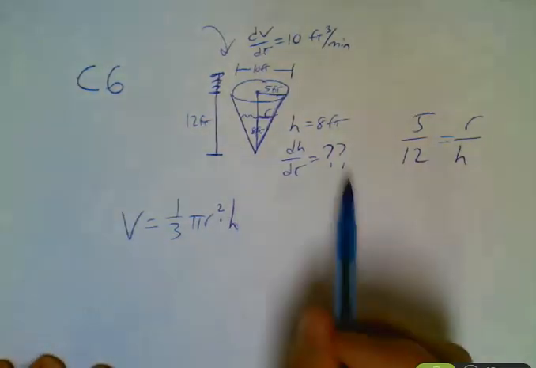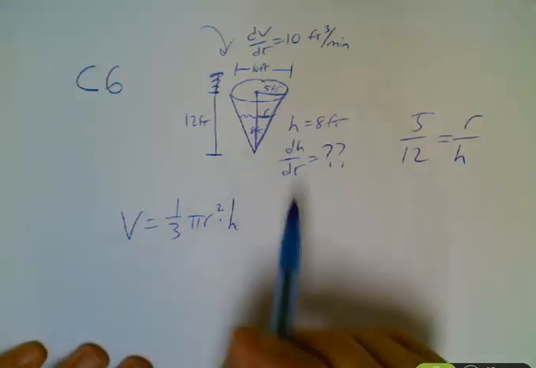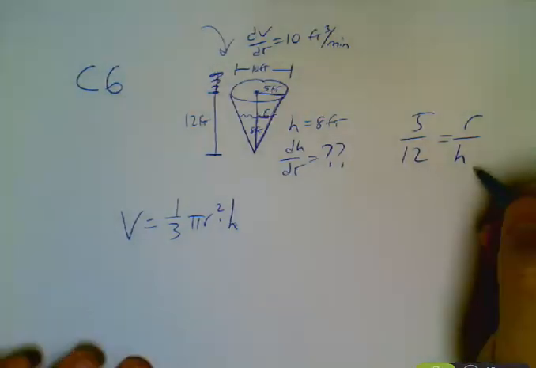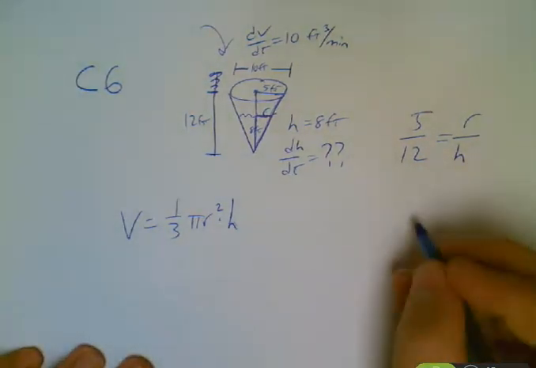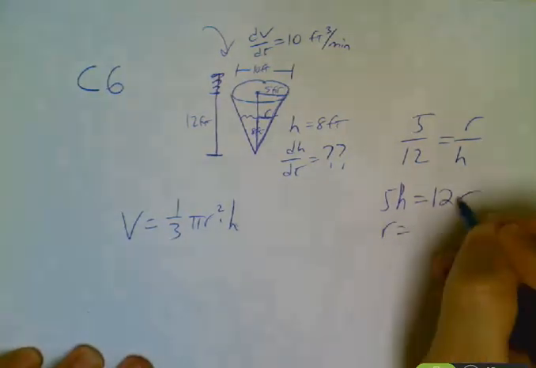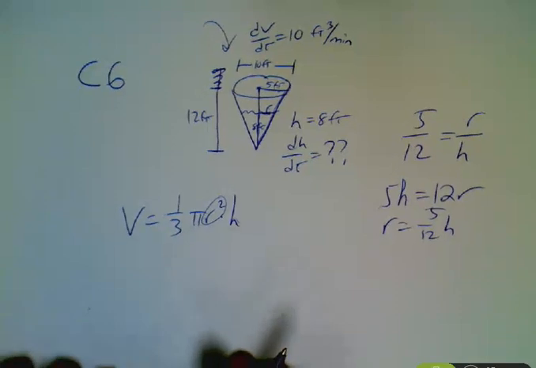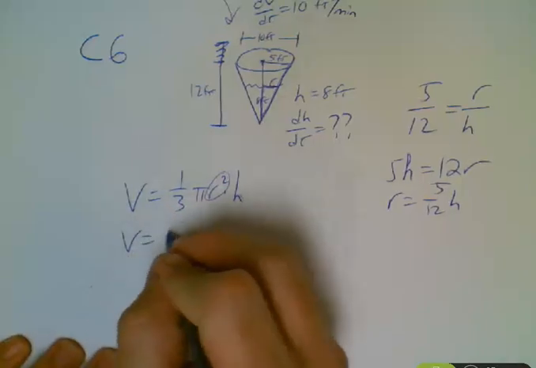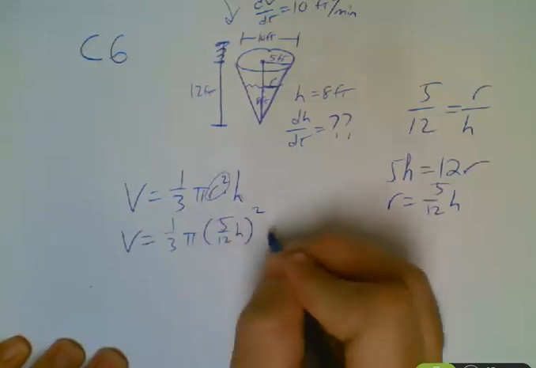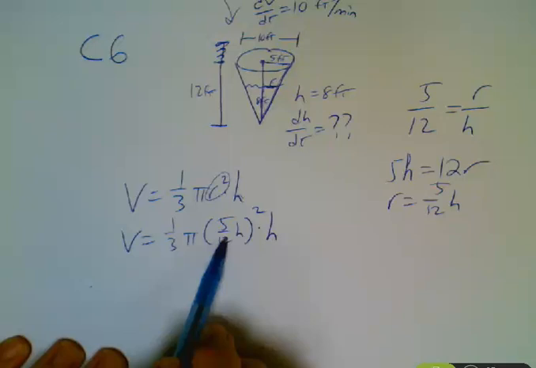Yes, I could find the actual r value if I needed it, but I don't think I actually need it at this point, though I totally could if I plugged in 8 for h. I just need to relate them somehow. So 5h, of course, equals 12r. So r is going to equal 5/12 h. Now I can take care of that. So the volume is going to be 1/3 pi times (5/12 h) squared times h. So this h is here, r is 5/12 h, plug that in.